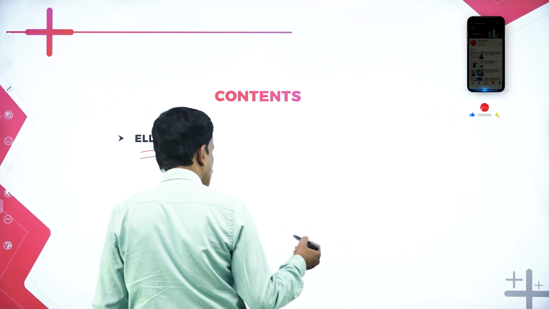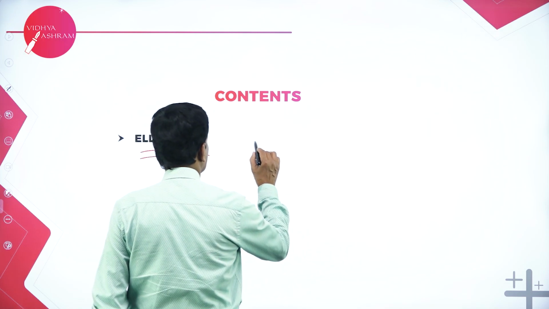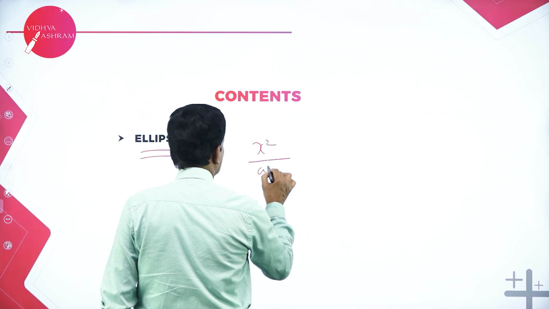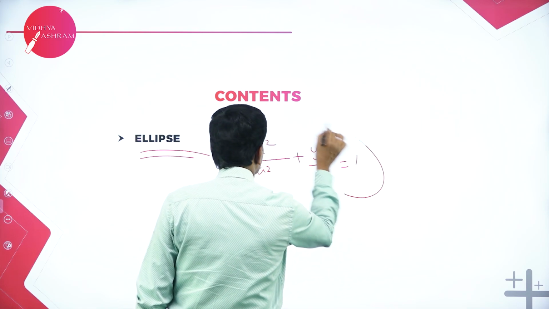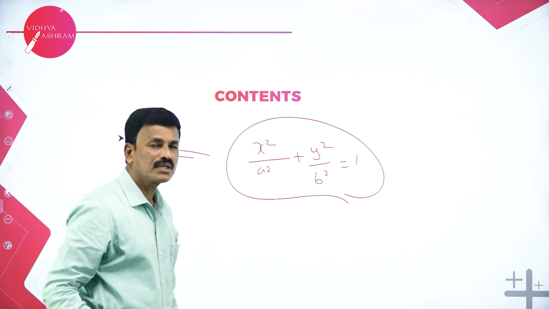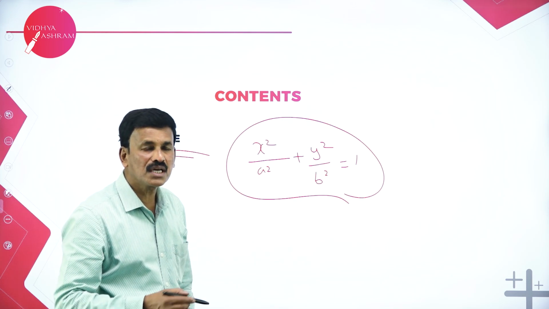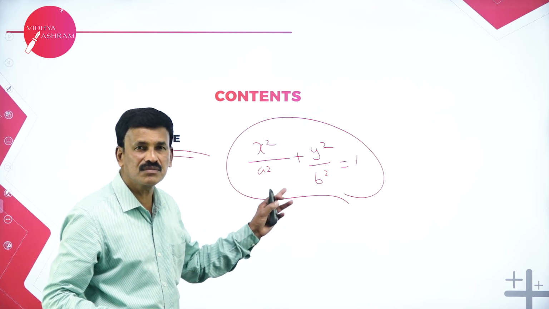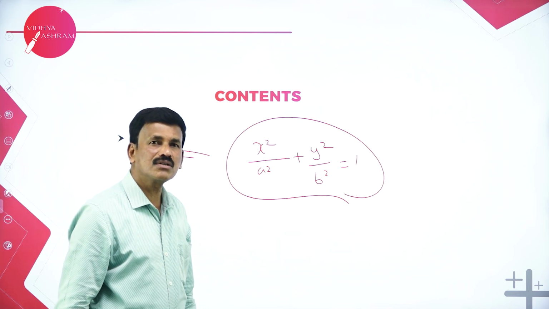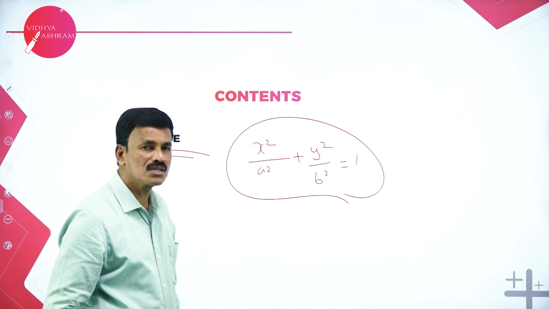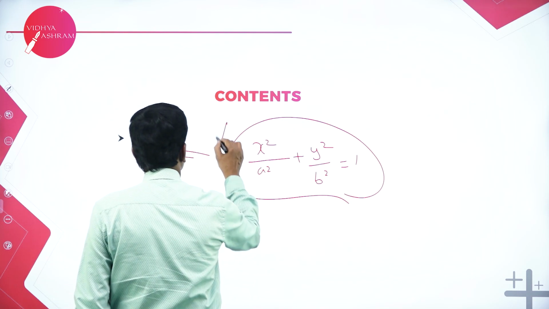You might have studied that the equation of the ellipse in the standard form is given by x square by a square plus y square by b square is equal to 1. I will explain what the definition of an ellipse is and how we are going to get it. In this session we are going to derive the equation of the ellipse in the standard form, x square by a square plus y square by b square is equal to 1. This is a very important derivation.